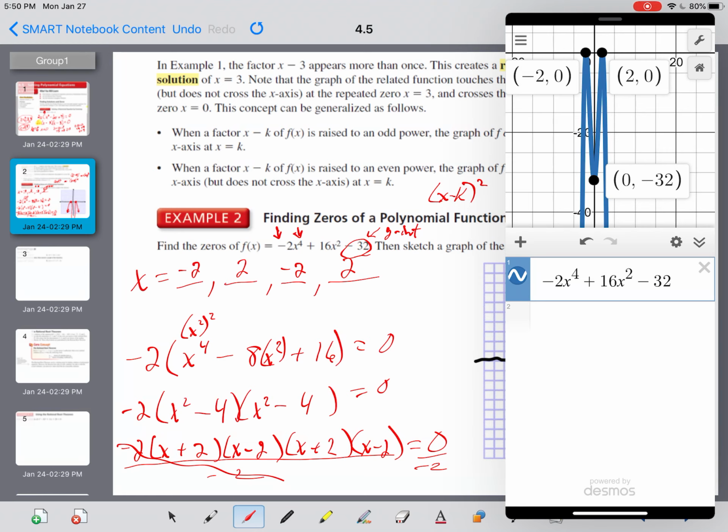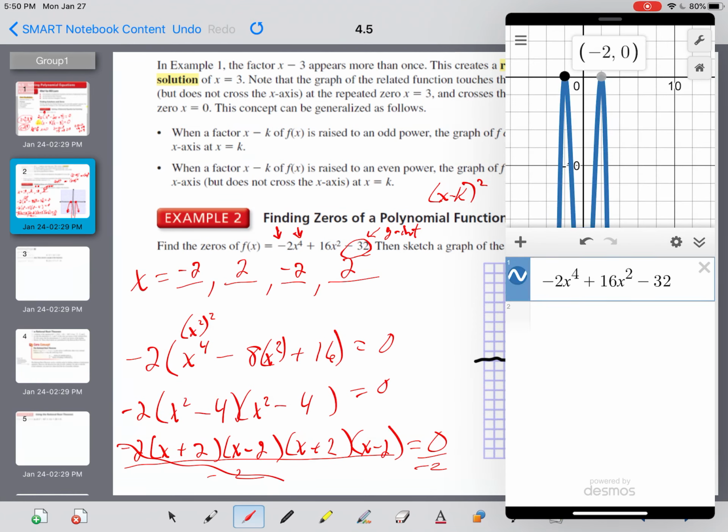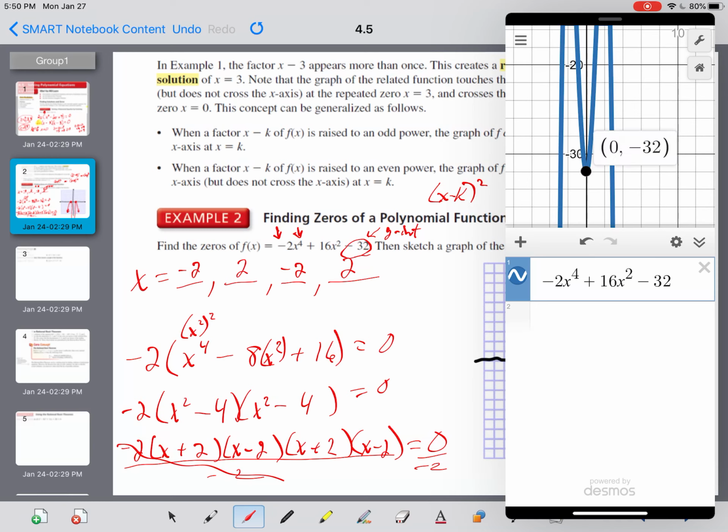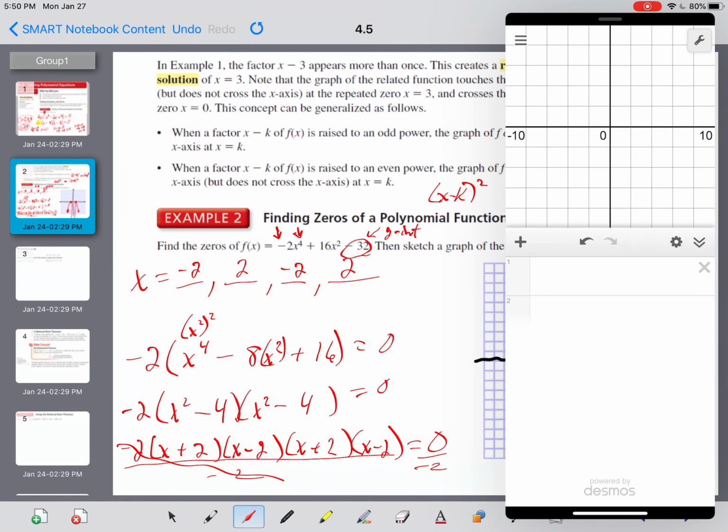The degree tells you how many answers there are. If you take one away from the degree, that's how many bends there are going to be. So if you notice, we've got one bend up here at negative 2. We got a bend down here at negative 32, the y-intercept, and we got a bend over here at 2. That's 3 bends. Okay, degree of 4, 4 answers, going to have 3 bends in it. And it points down. Has to because the leading coefficient's negative.